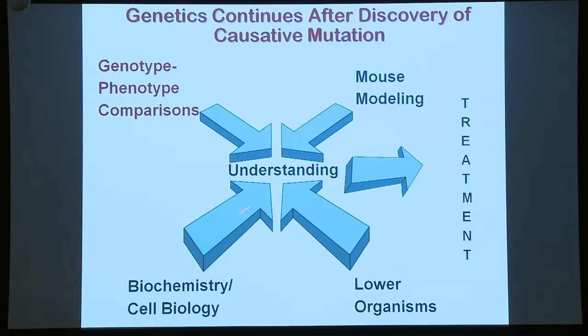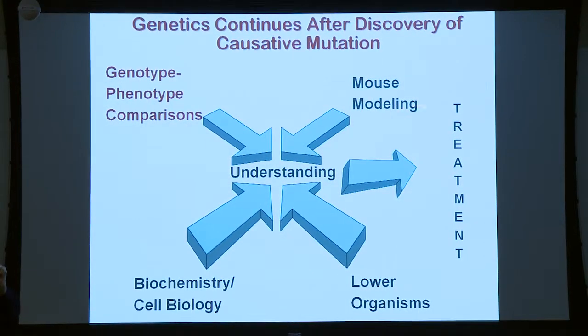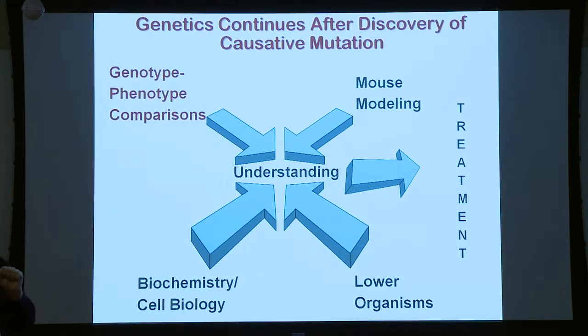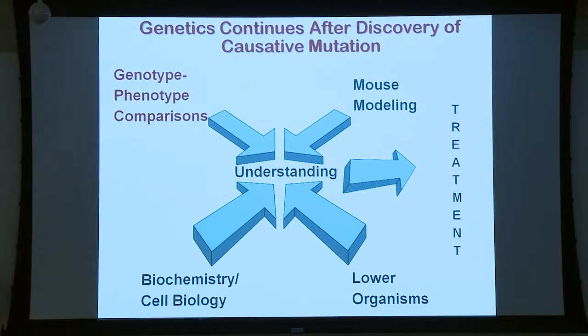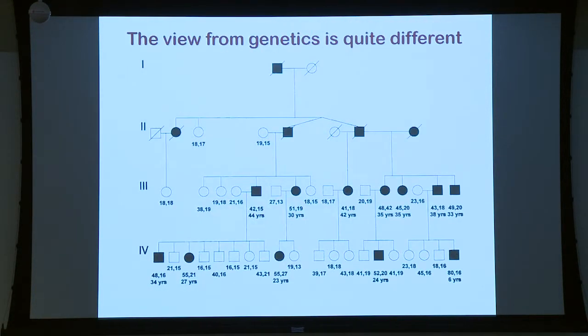And that's because now that you go around the next part of the cycle, you can do the mouse modeling, you can do the lower organisms, you can do the biochemistry and cell biology, but if you really want to stay relevant to the disease, you better always relate it back to genotype-phenotype relationships, because it's very easy to get off into interesting phenotypes here that don't have any relationship to the human disease and aren't generated by the same mechanism.